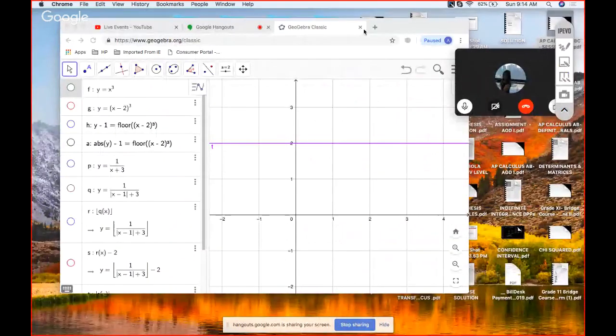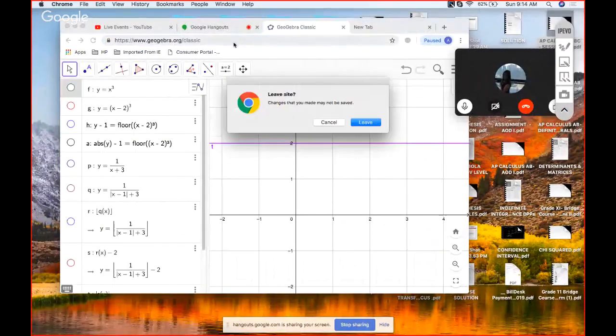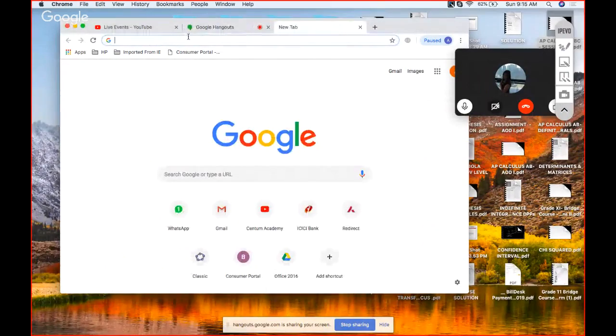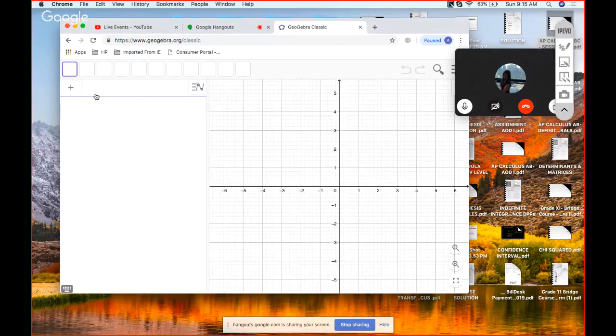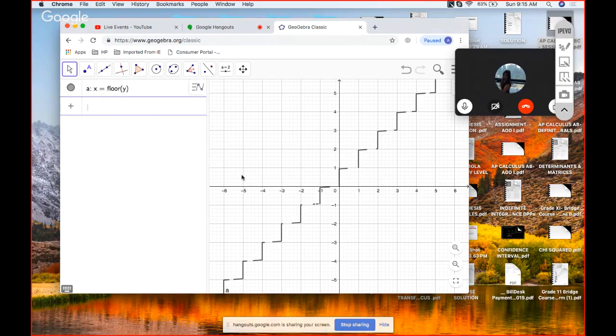Since this is already cluttered, I will open a new page. So x equal to floor of y. It's not going the vertical way. Ignore the horizontal lines, simply this one.